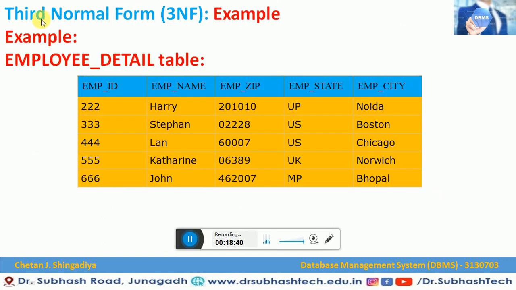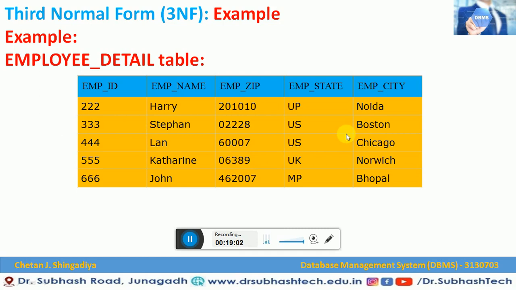This is our example for third normal form. We have taken an employee table with five columns: employee ID, employee name, employee zip, employee state, and employee city. Looking at this table, we are not in a situation where we can say that the table is in third normal form.